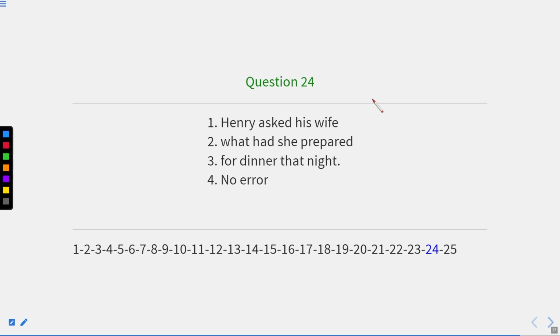That is question number 24. Henry asked his wife what had she prepared for dinner that night. So had she prepared is actually the interrogative structure, but we need to write assertive structure over here. So this error is in part 2, where we should write what she had prepared. So this second part contains the error.